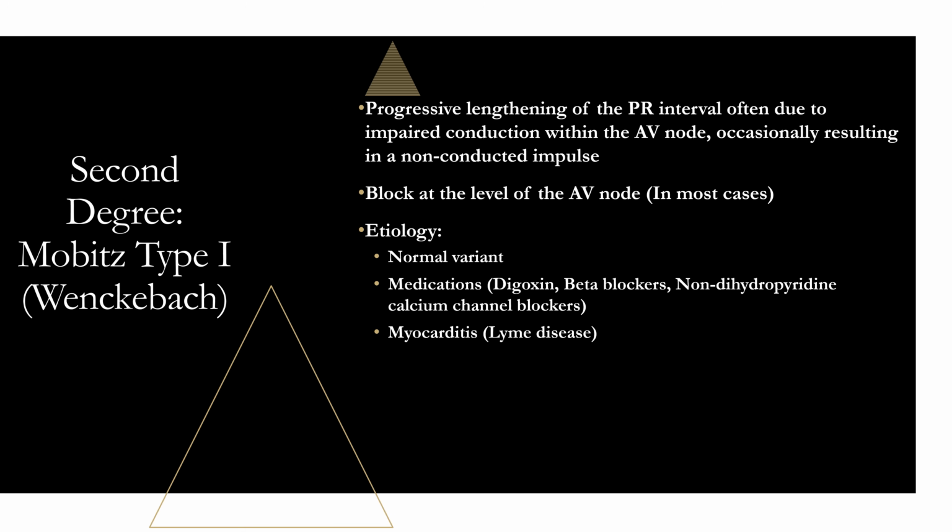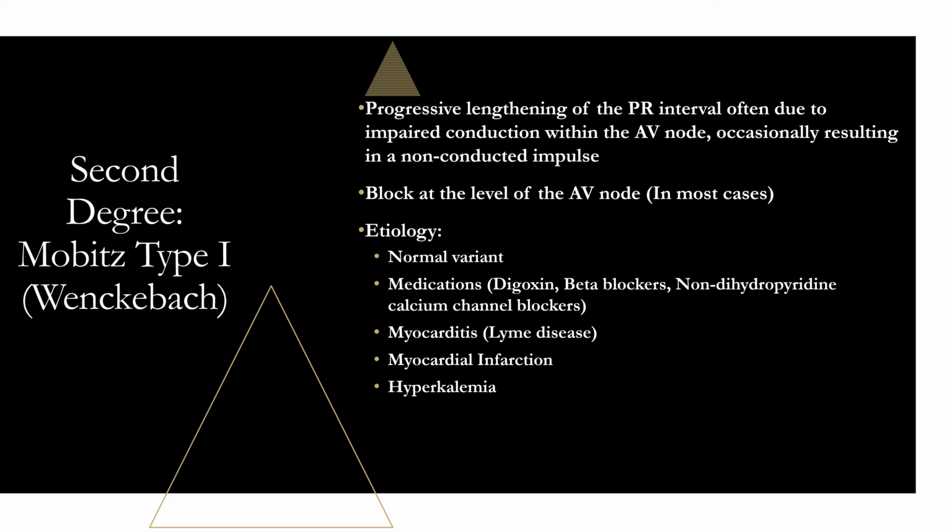Don't forget your myocarditis from Lyme disease, myocardial infarction, as well as other underlying heart diseases. And then hyperkalemia. This is the only one I didn't mention in a first-degree block, as this is more common in your second and third-degree blocks. There's, of course, many other causes, iatrogenic causes like post-cardiac surgery, cardiomyopathy.